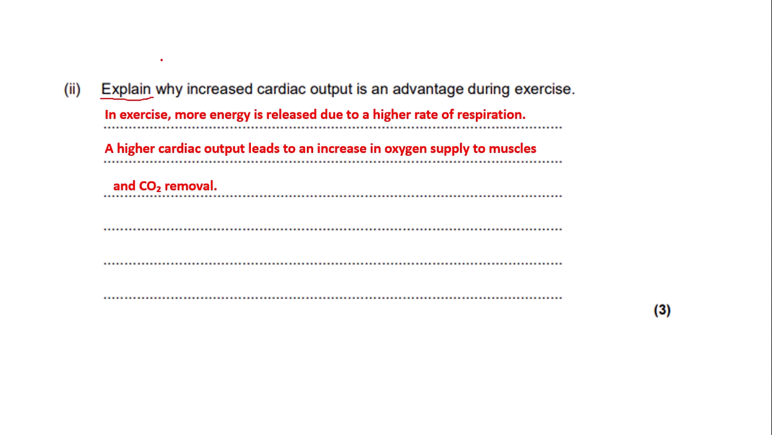This means that a higher cardiac output leads to an increase in oxygen supply, as increased cardiac output means that more oxygenated blood is delivered to tissues. So a higher cardiac output leads to an increase in oxygen supply to muscles and more CO2 removal. This is important as this maintains aerobic respiration, but you don't need to go into that much detail as this is only a 3-mark question.